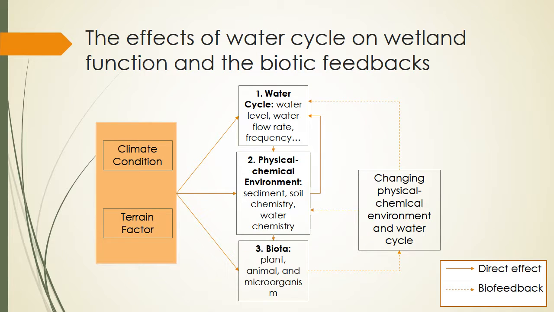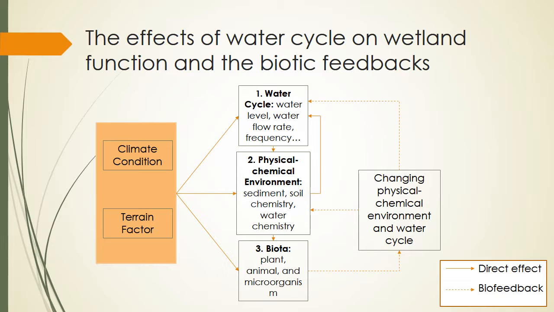Finally, I want to conclude my presentation through this diagram, which shows the effect of the water cycle on wetland function and the biotic feedbacks. The climate condition and terrain factor can directly affect the water cycle, the physical and chemical environment, and the biota. During this process, these three elements affect each other and will change the input and output condition of the wetland and the water cycle of the wetland.